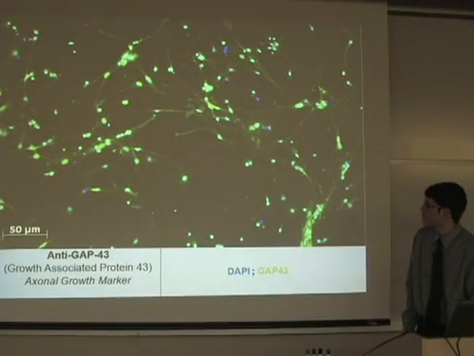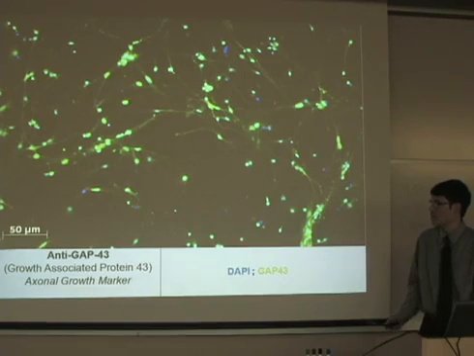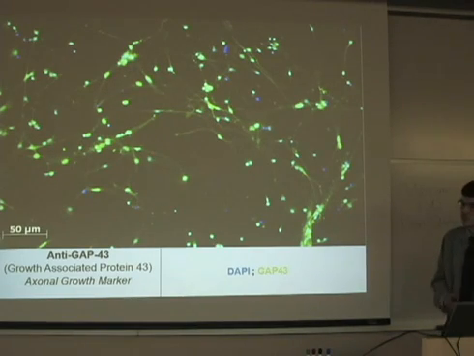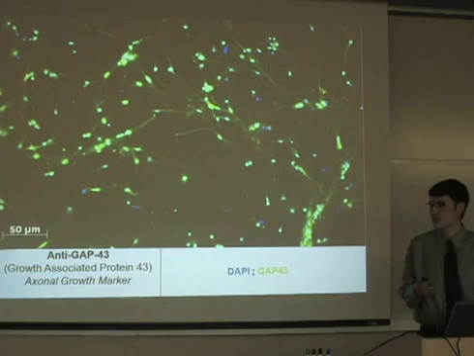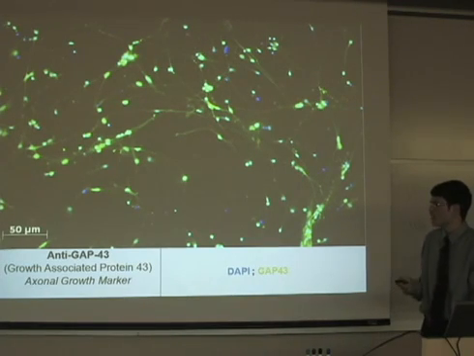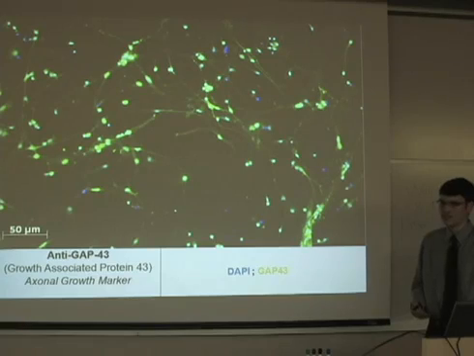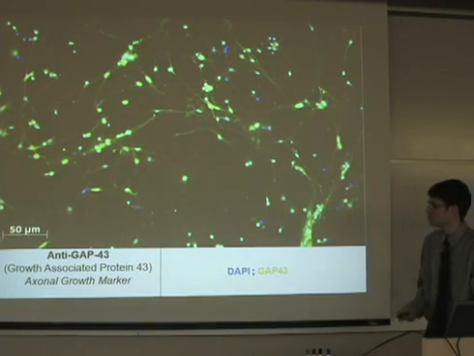As we can observe in this micrograph, GAP43 is being expressed in our cultures. DAPI labels the nuclei of the cells blue, while GAP43 is exhibited as green coloration. GAP43 is an intracellular protein found exclusively in the central and peripheral nervous system of animals. And in our cultures, we can say that we have a strong signal of GAP43 indicating axonal growth.